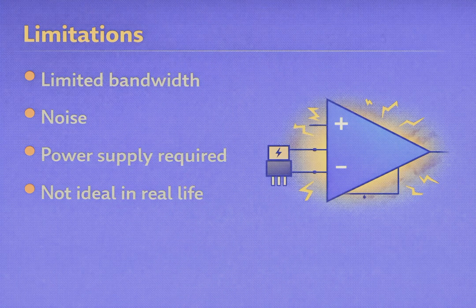Limitations. Now we will look at some limitations of op-amps. Limited bandwidth. Noise. Requires power supply. Real circuits are not ideal. Therefore, engineers must consider these limitations when designing circuits.